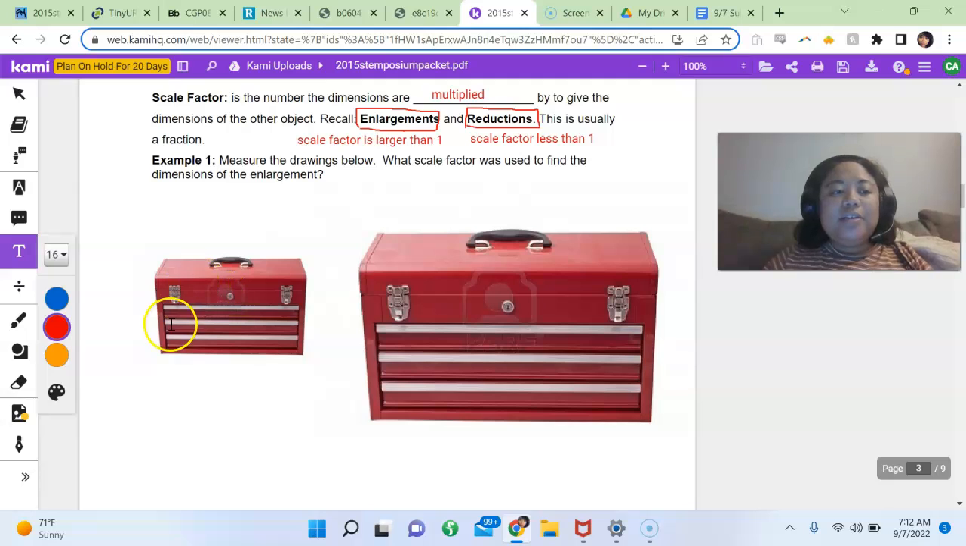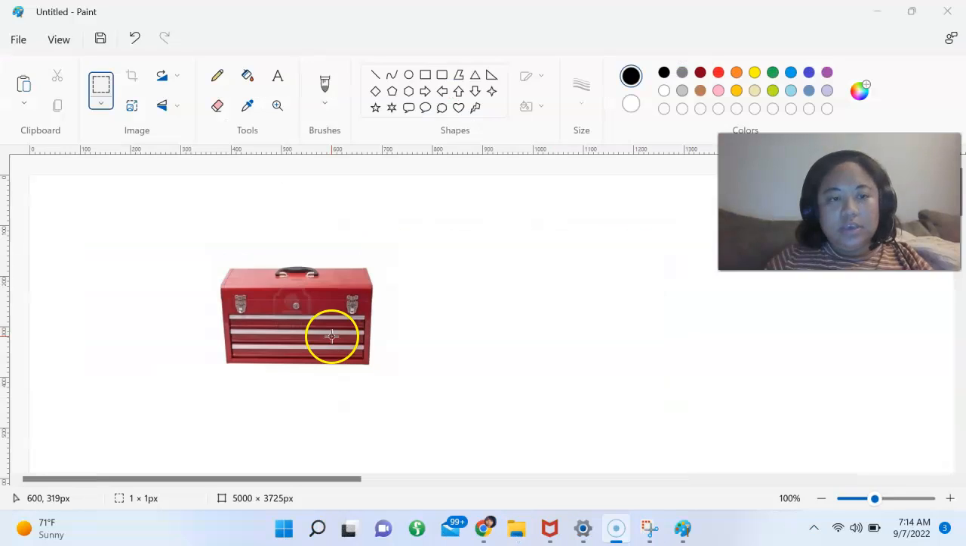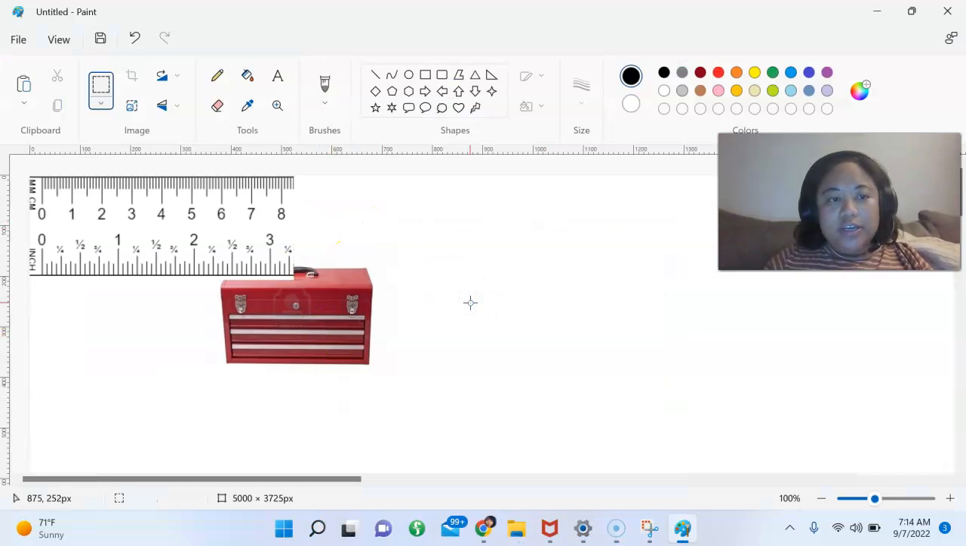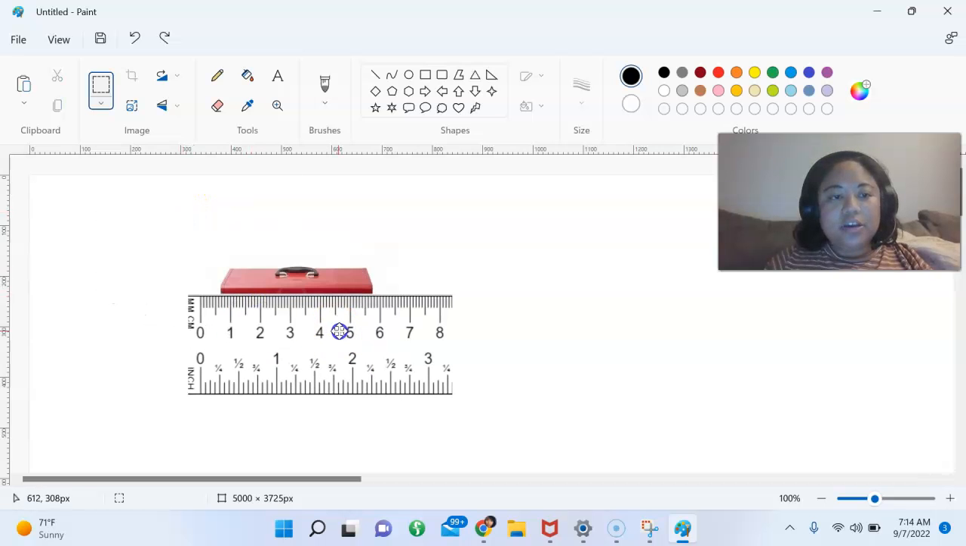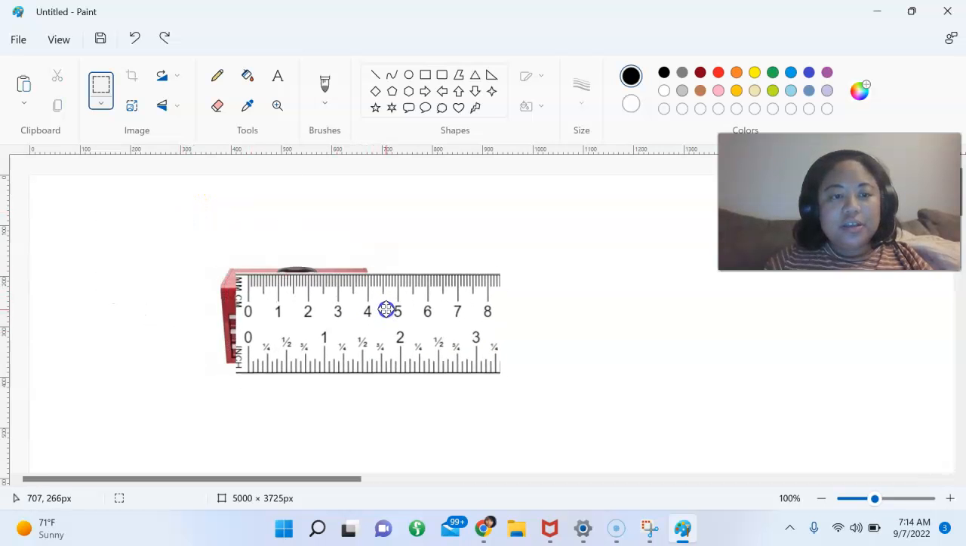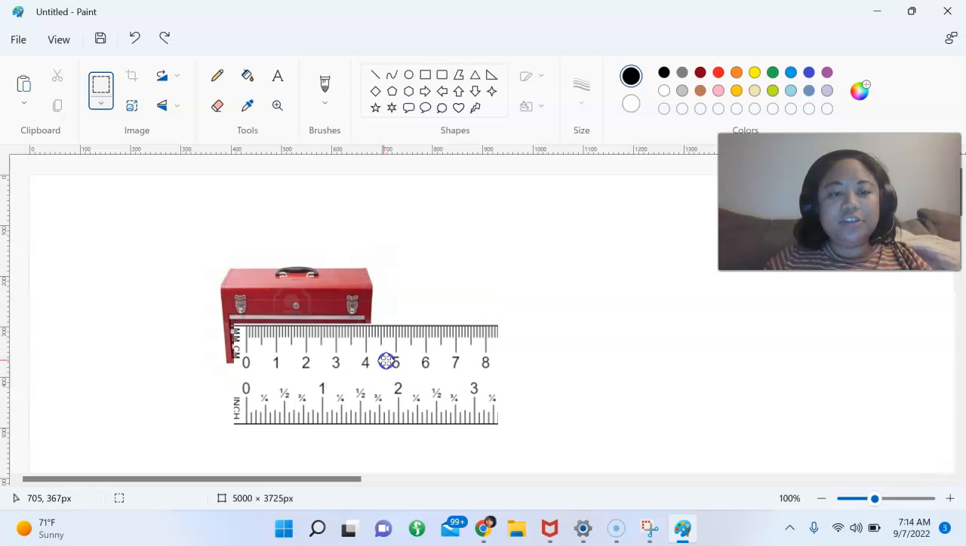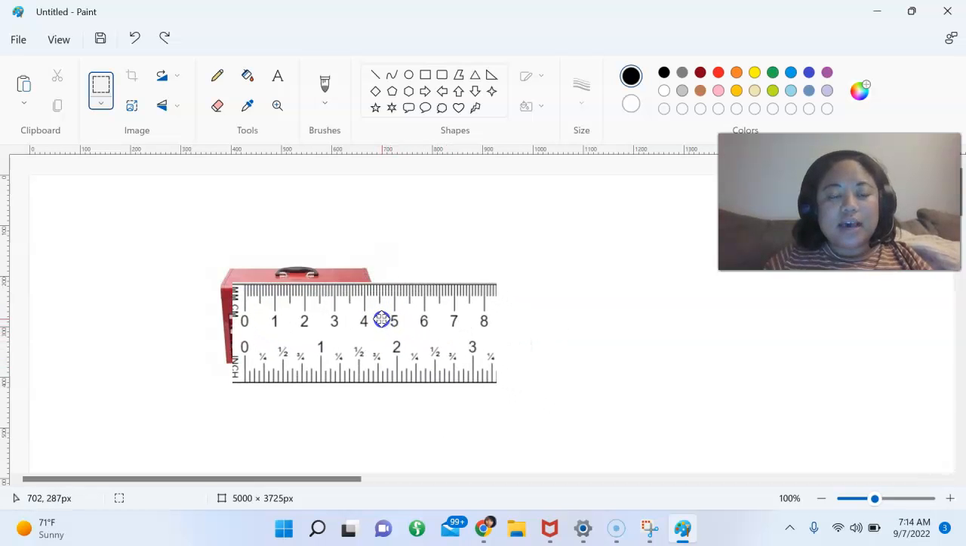Okay, now that you have a ruler, you're going to measure the dimensions of this object in centimeters. So that means you're going to take your ruler centimeter side and you're going to go ahead and measure the sides of this box. So first you're going to measure this side.